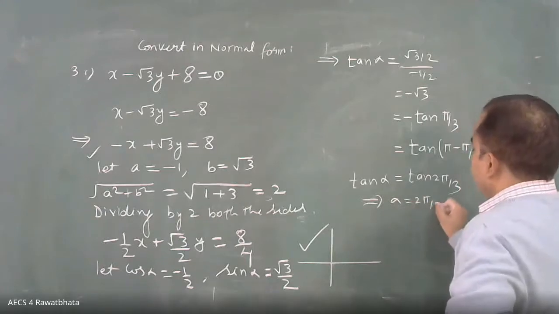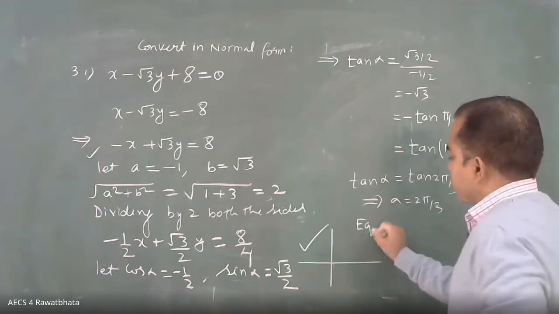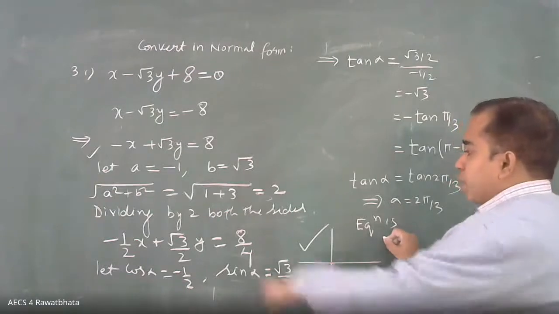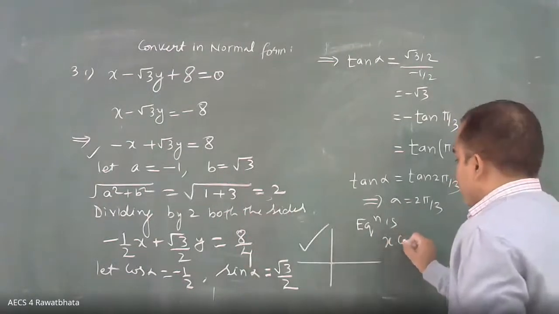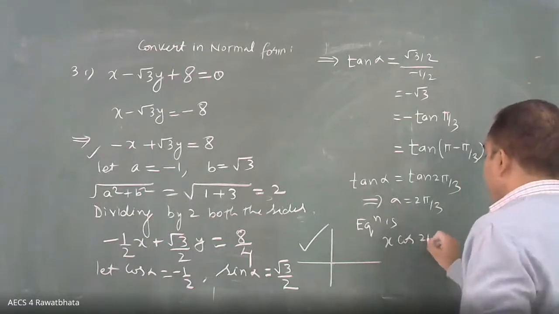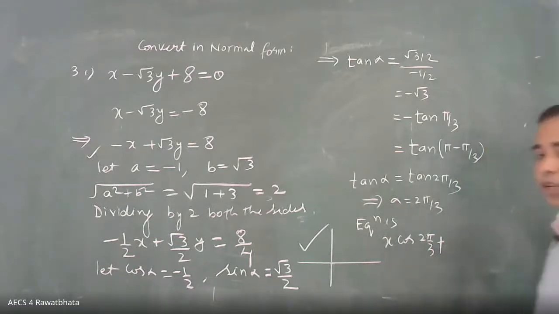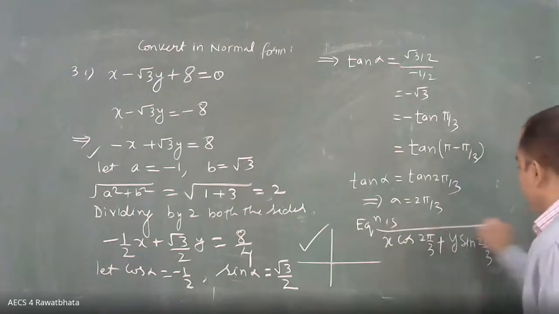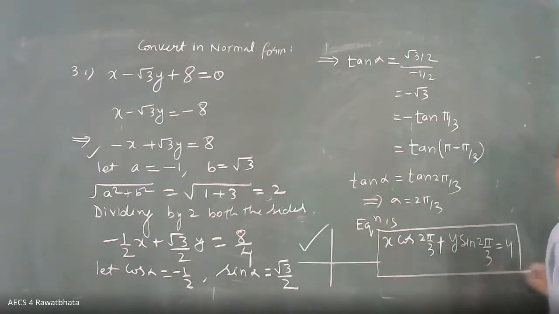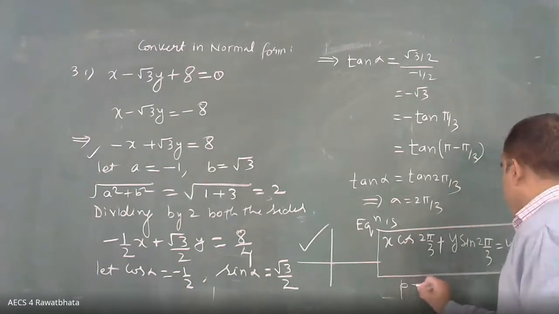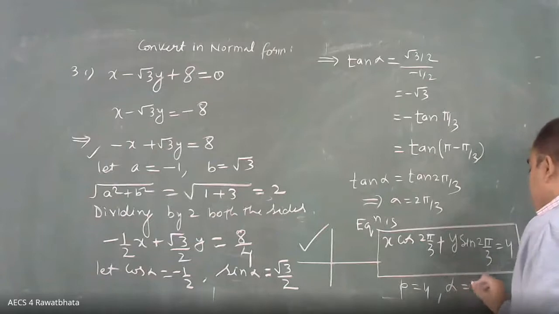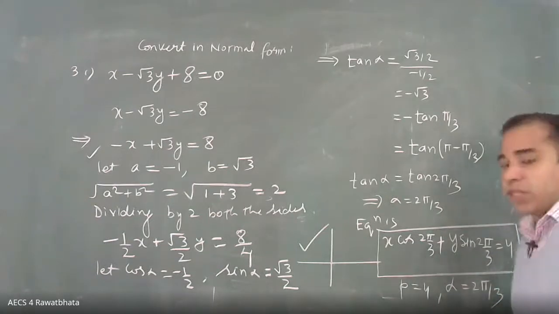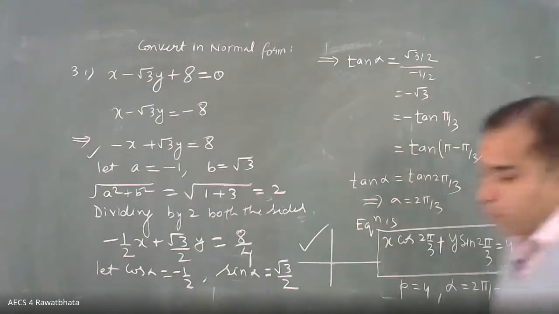Now my alpha is ready. Now the equation is, cos alpha declared, x cos alpha, alpha means 2 pi by 3, plus y sin 2 pi by 3 equals to 4. So this is the normal form. Here p is equal to 4 and alpha is equal to 2 pi by 3. P means its distance from origin is 4 units.